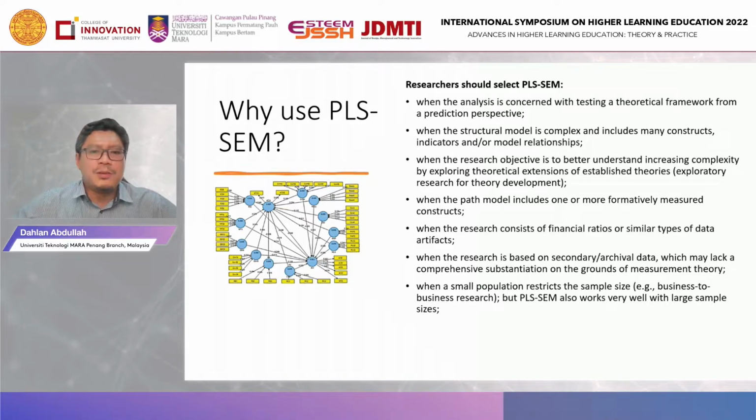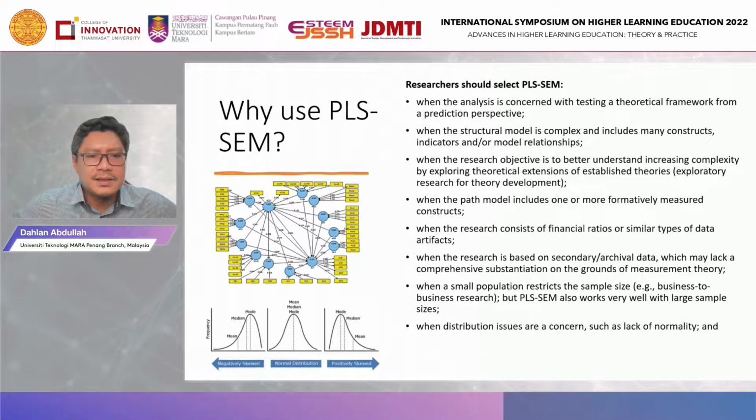When small population restricts the sample size. For example, in the business environment, sometimes the number of companies in terms of the population itself is very small. For example, maybe you want to find out the number of 5-star hotels. 5-star hotel itself is very small. And then when we send a survey, the response rate also is very, very low. So sometimes it is very difficult to analyze a small sample size by using other software. PLS can help with that.